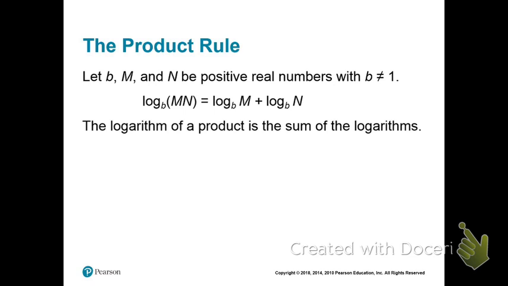So the product rule says let b, m, and n be positive real numbers with b not equal to 1. Log base b of m times n then will equal log base b of m plus log base b of n. So the logarithm of a product is the sum of the logarithms. So it's kind of like with the exponentials.